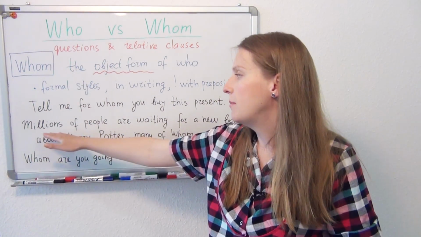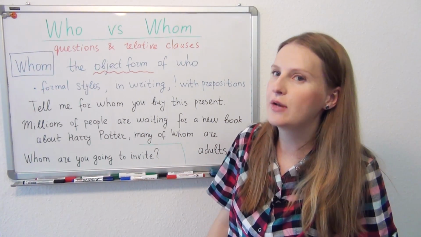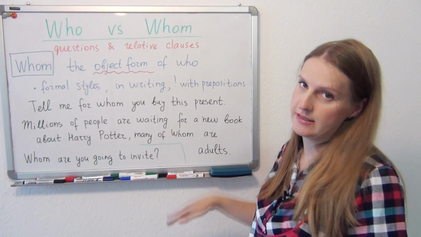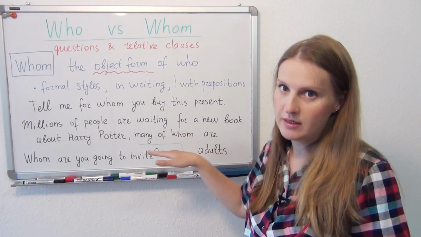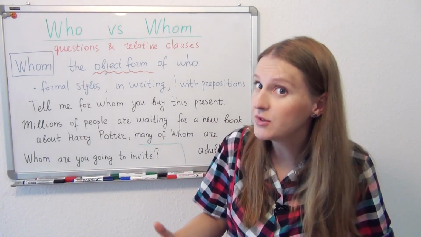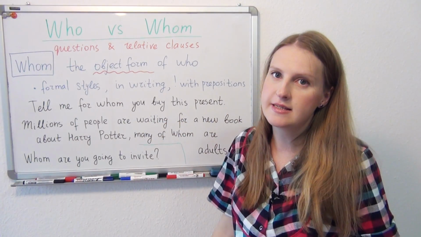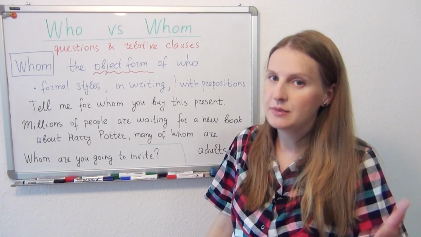The next example. Millions of people are waiting for a new book about Harry Potter, many of whom are adults. Here, whom is a part of the subject, but it is within another phrase. And that's why after many of, we use whom.